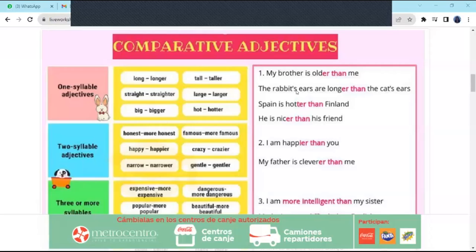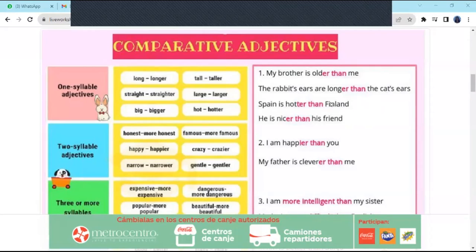Are we comparing apples? Class? It's comparing ears. The cat's ears. Very good. We are comparing rabbit ears and cat's ears. Very good. Spain is hotter than Finland.